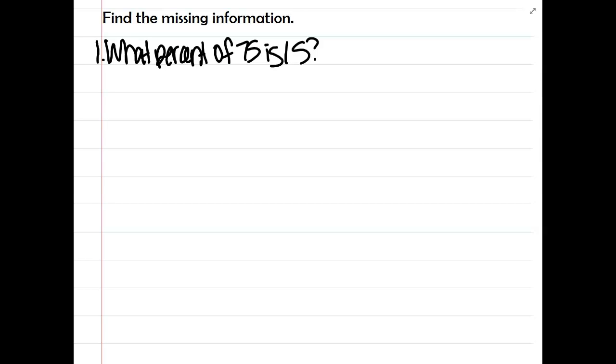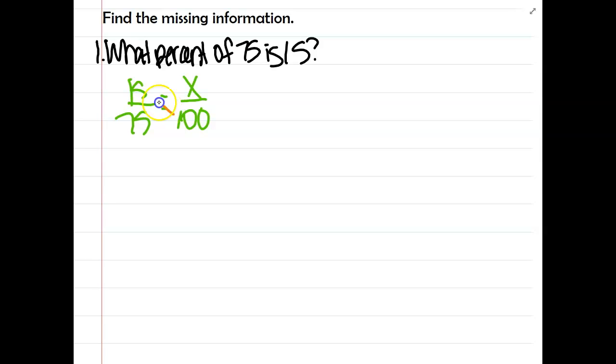Okay, so for this first one, we're going to use the percent proportion. The percent proportion says is over of equals percent over 100. Guys, the easiest gap to fill in is the percent over 100. But do I have a percent? No. That's where your variable goes. Okay? Now it's is over of. So when it says what percent of 75, that's going to go down here. Is 15, that's going to go up there. Once you set this up, then you're ready to solve for x.